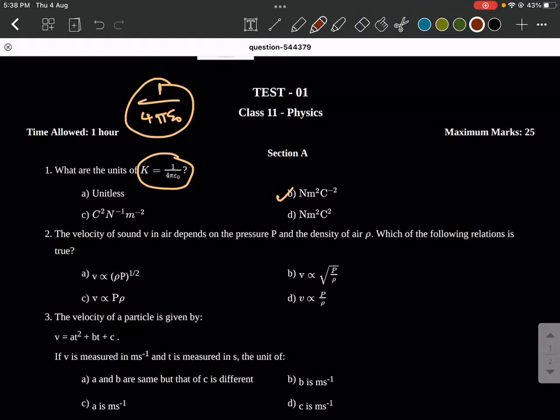Okay. Now, you have learned units and dimensions. You have learned units and measurements. Did they complete it? Halfway. What have they taught? Till where is it completed? Dimensional analysis. So these are all based on dimensional analysis.